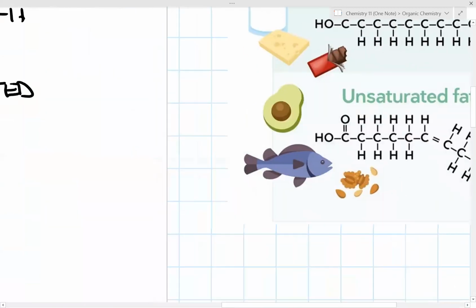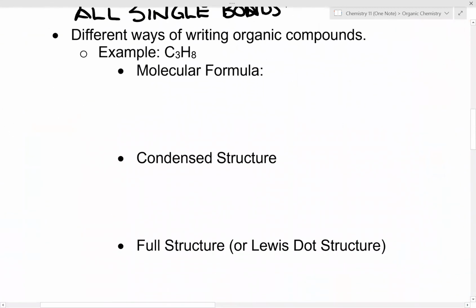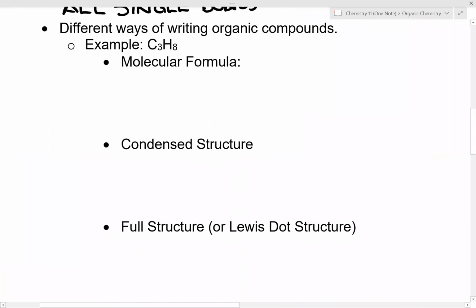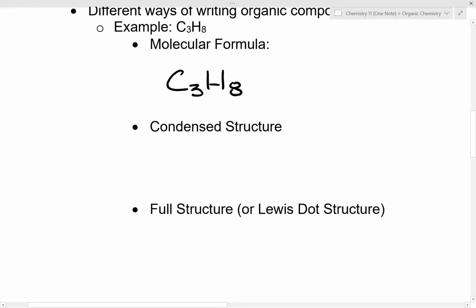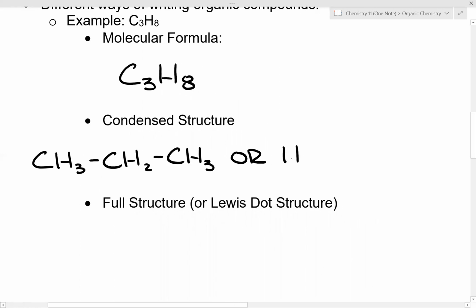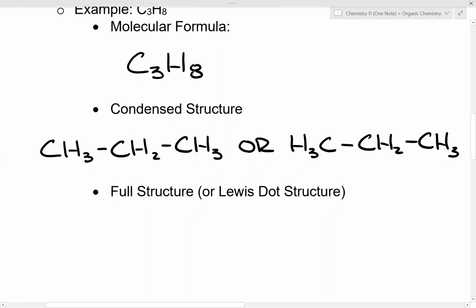Now, there are three different ways of writing organic compounds. So let's say C3H8. The molecular formula is C3H8. Now, what is the condensed structure? It would look something like this. It would be CH3, CH2, CH3, or in some books, you have H3C, CH2, CH3.